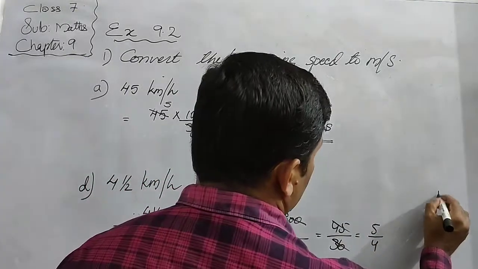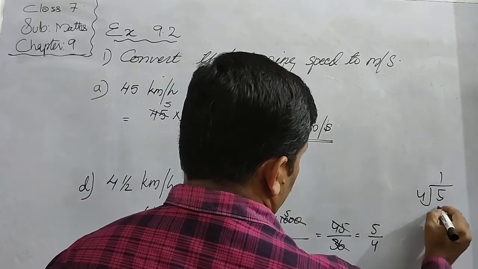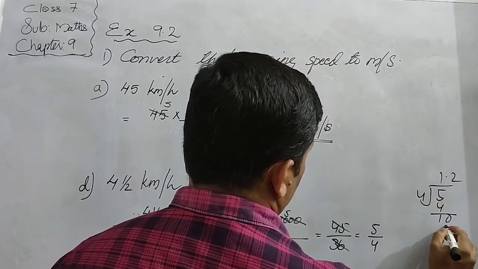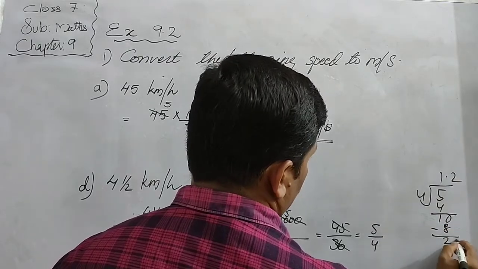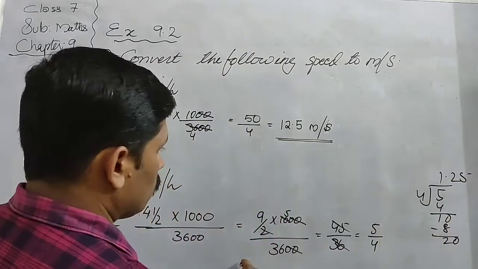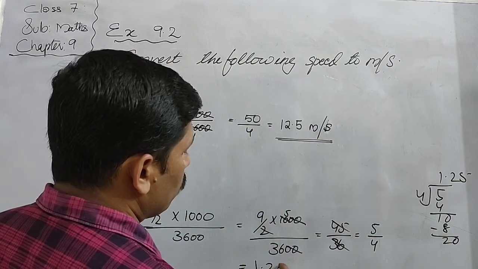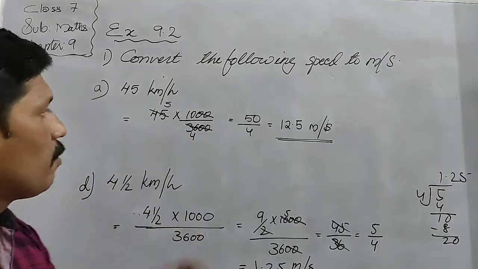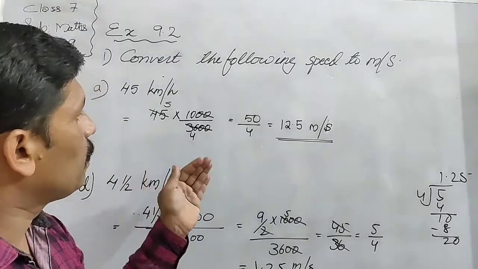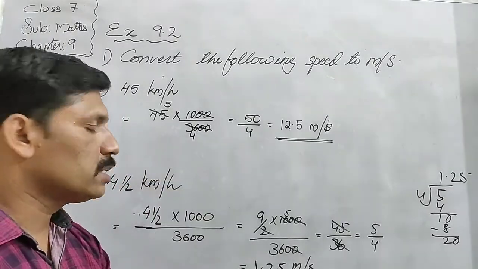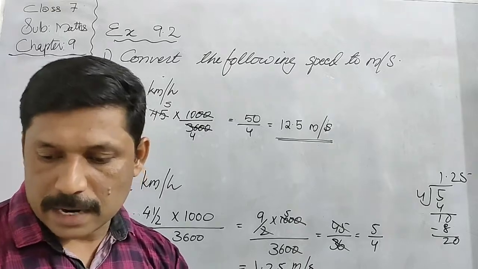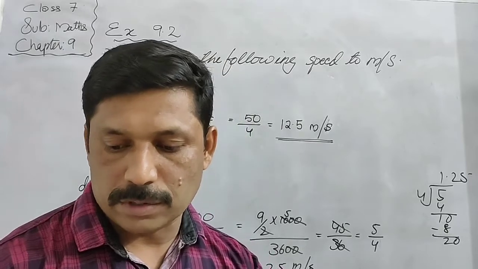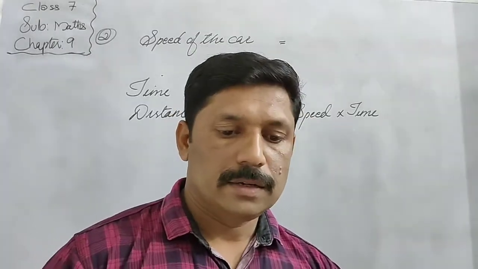5 upon 4, when we divide we get 1.25 meter per second. So students, in order to convert kilometer per hour into meter per second, we have to multiply by 1000 and divide by 3600. I think you understood this, and there are some questions remaining that you have to do. That is homework for you. You try yourself. Students, now we are solving question number 2.